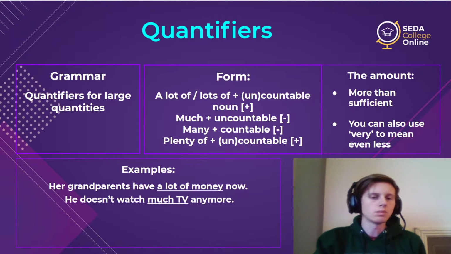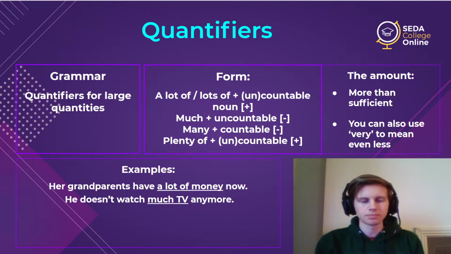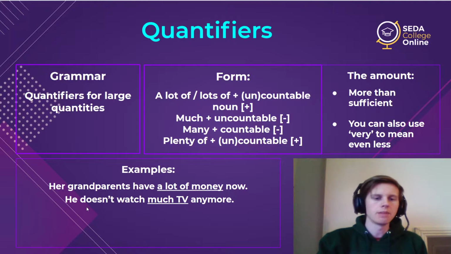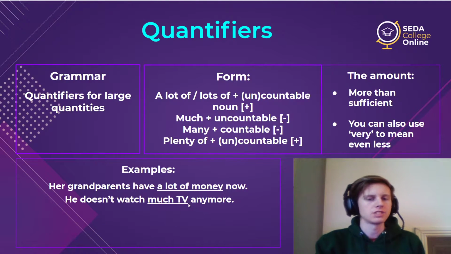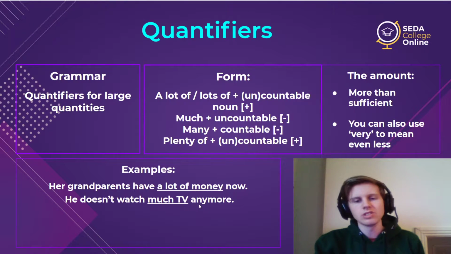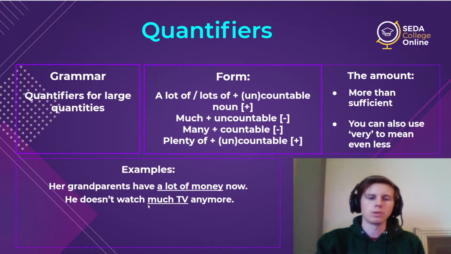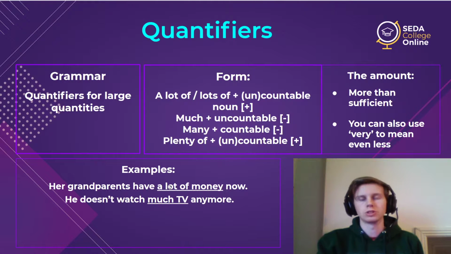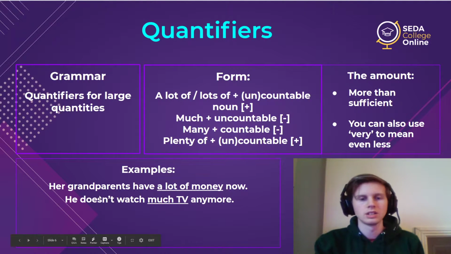Or he doesn't watch much TV anymore. So here we have a negative sentence. So this is what I mean. He doesn't watch a lot of TV anymore is not as good. It's much more natural to say much or many when the verb is negative. If the verb is positive, then we go to a lot of. So that's really the difference. If your verb here has not, we'll use much or many.